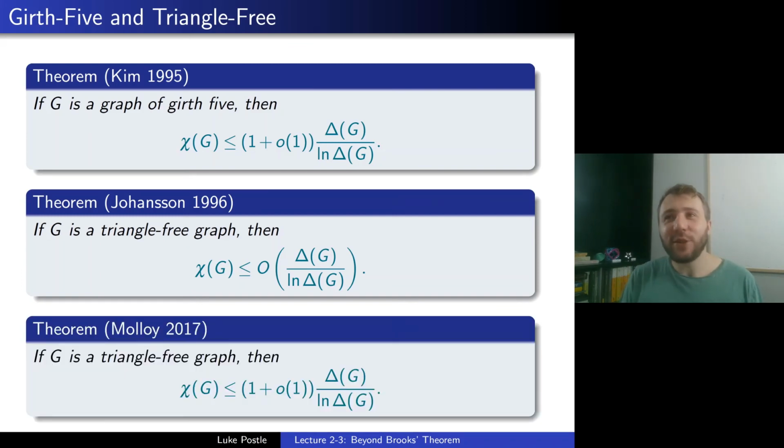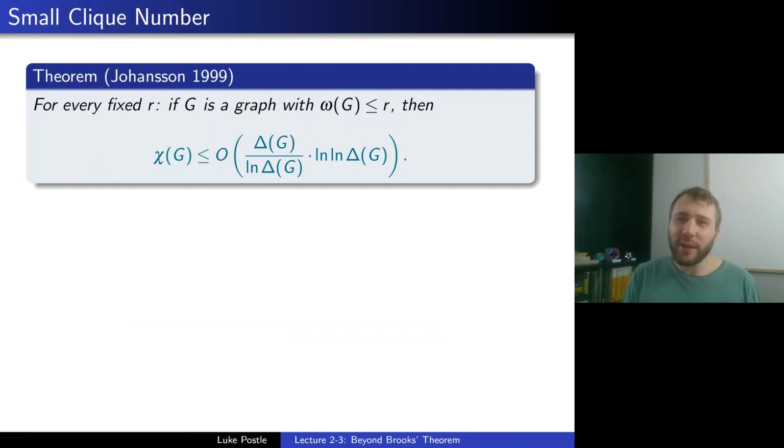And then just recently, you might think that's the whole story, Molloy in 2017 had improved this to match the bound from Kim, so that if G is a triangle-free graph, then chi is at most 1 plus little o(1) times delta over log delta. So basically, we now, up to this very big division between the 1 and the 1/2, know what happens for triangle-free graphs, and thus for graphs of all girths. So very satisfying, very nice results. And now, there's a lot of other ranges. We covered the omega 2 case, we covered omega linear with Reed, but you can keep going.